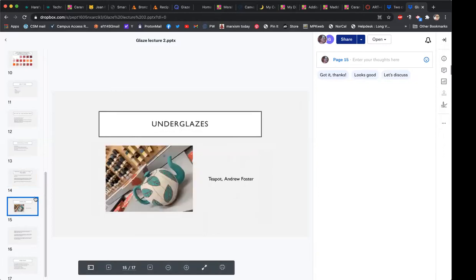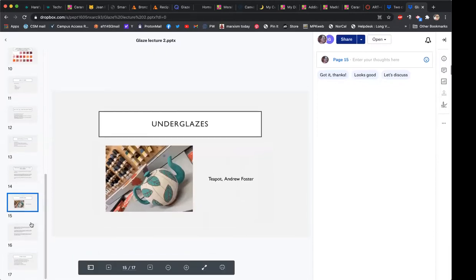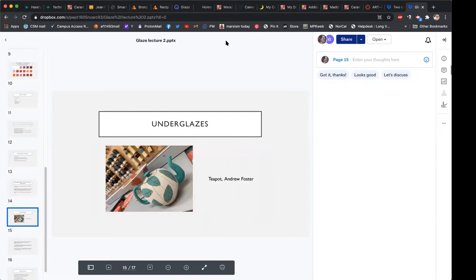Okay, so I'm going to save underglazes for next time. Let me stop sharing my screen. You guys are so patient, thank you. All right, so you should be able to see most of me again, correct? Yep. Okay.